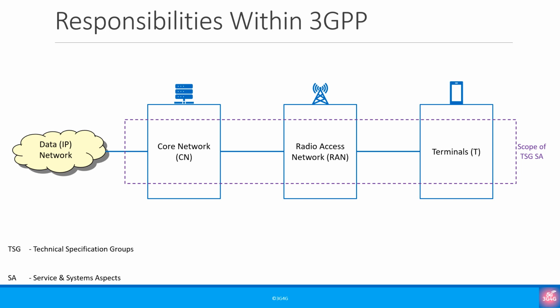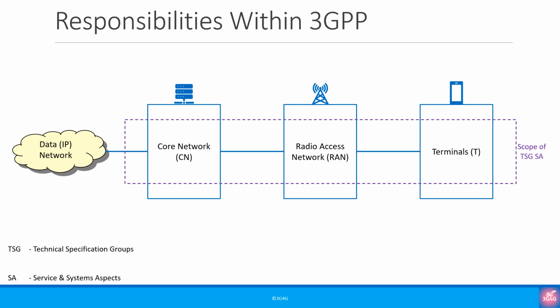Finally, we have the 3GPP TSG service and system aspects or SA, which is responsible for the overall architecture and service capabilities of systems based on 3GPP specifications. Consequently, 3GPP TSG SA is responsible for the cross 3GPP TSG coordination.